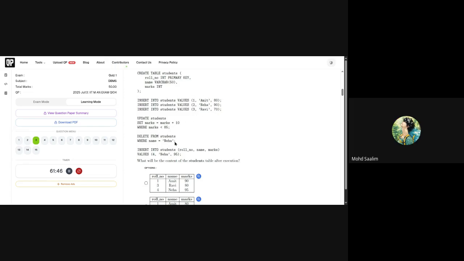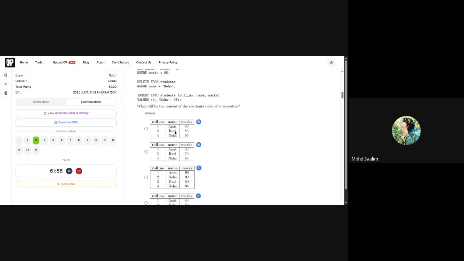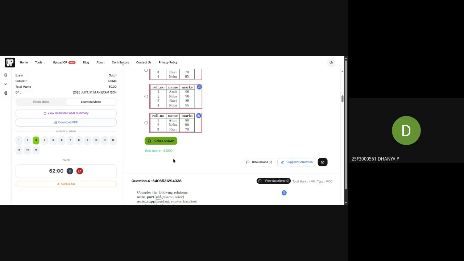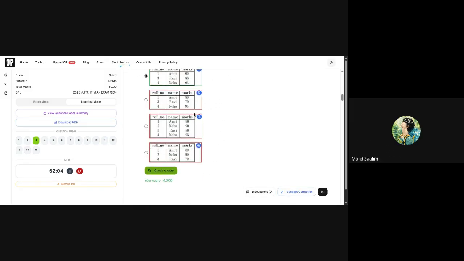Then we are deleting Neha, where name equals Neha. We are inserting one student, Neha, with 95. So we got Amit 90, Ravi 80, Neha 95. Right? It is very simple.